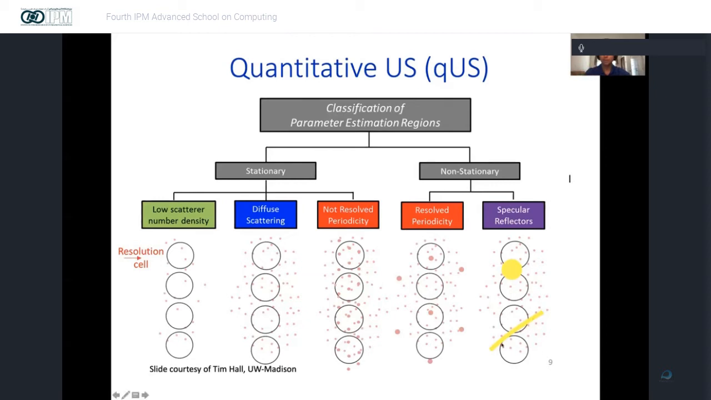So these are big structures in the tissue. And these dots are small structures such as cells. So for example, this can be the border between two tissues, for example, the border of the kidney and the surrounding tissue.